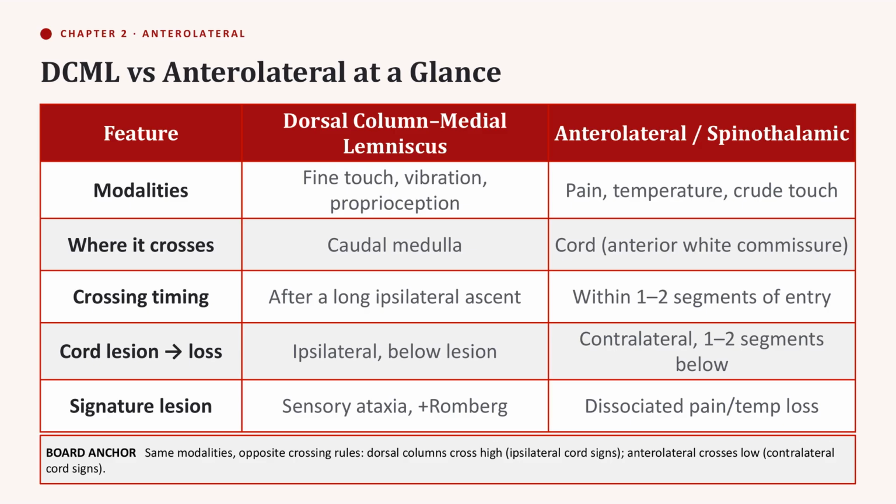The dorsal columns cross high in the caudal medulla after a long ipsilateral ascent, so a cord lesion gives ipsilateral signs. The anterolateral system crosses low in the anterior white commissure within 1 to 2 segments of entry, so a cord lesion gives contralateral signs. Same modalities, opposite crossing rules, opposite sides of loss. If you hold only one idea from this chapter, hold that, because it's what turns a confusing sensory exam into a precise localization. Next chapter, we leave conscious sensation entirely for the unconscious proprioception of the spinocerebellar tracts.